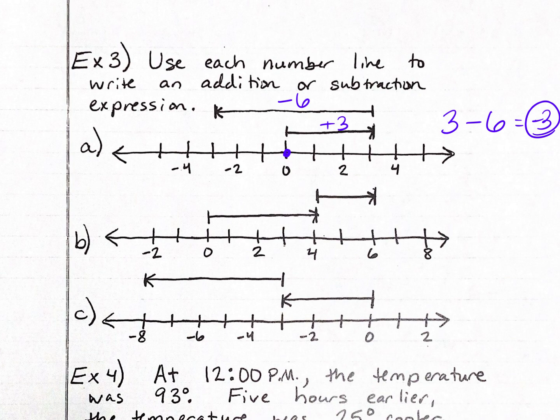For our next problem, we start at 0, we went to the right 4, and then we went to the right 2 more. So we have 4 plus 2, which is 6. For our last problem, we start at 0, we went to the left 3, and then we went to the left 5. So we have negative 3 minus 5, which is negative 8.